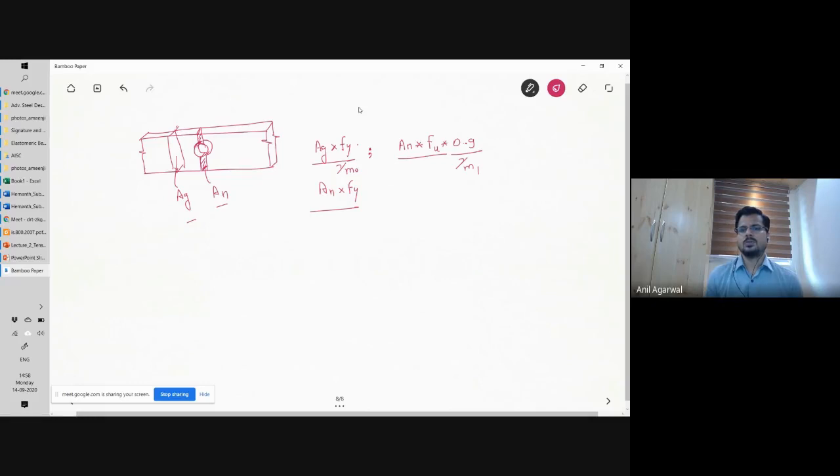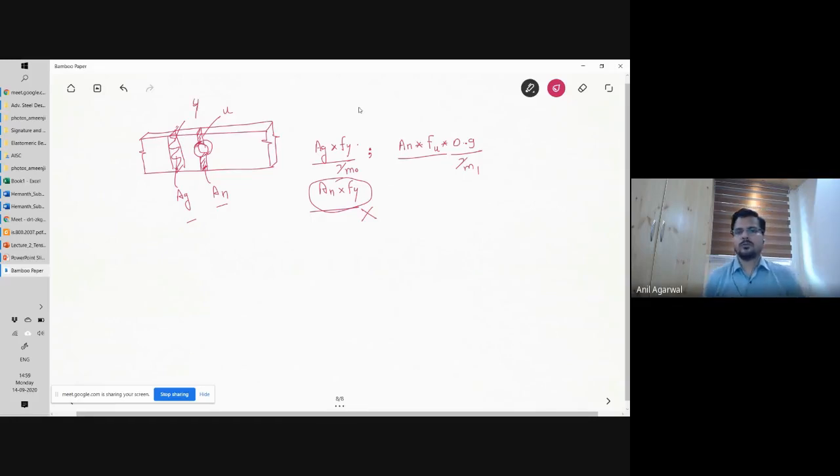Okay, so the code says don't take this one, An and Fy. Can somebody tell me why the code says you don't have to worry about yielding around this hole? Yielding of the net cross section, you don't worry. You only worry about rupture of the net cross section and yielding of the overall cross section. So either this cross section can yield or this cross section can undergo ultimate rupture.